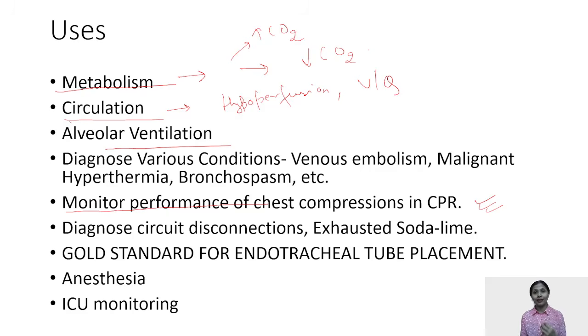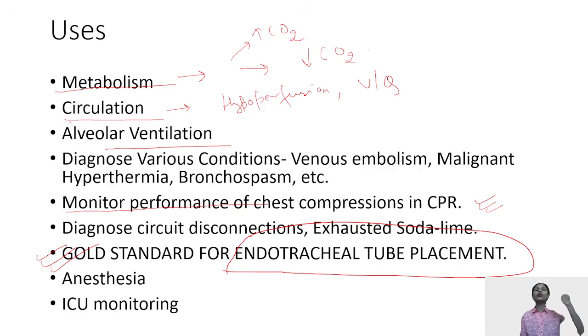And most importantly, EtCO2, please remember this line very carefully. It is the gold standard for endotracheal tube placement because we assume that there is only one place from which CO2 is being exhaled, and that is our respiratory tract. So if the endotracheal tube is in the right position at the correct place, then your EtCO2 graph will be normal.